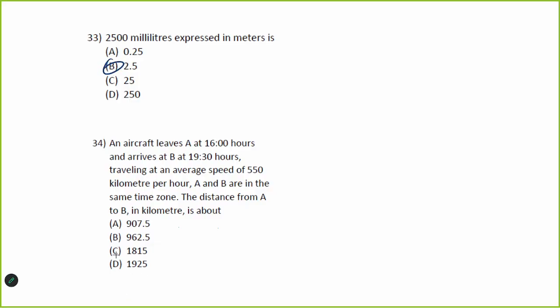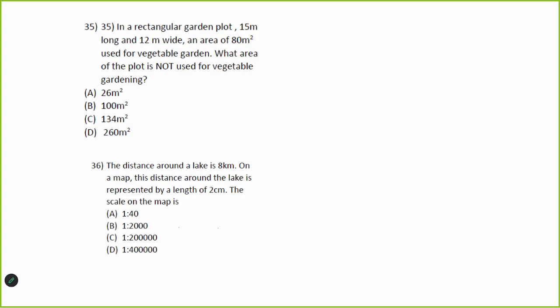This one here was 1,925. This one here was 100 meters squared. It's a repeated question. The total area was 180, and only 80 was used, so 100 was not used. This one is 2. So this is 1 to 400,000.